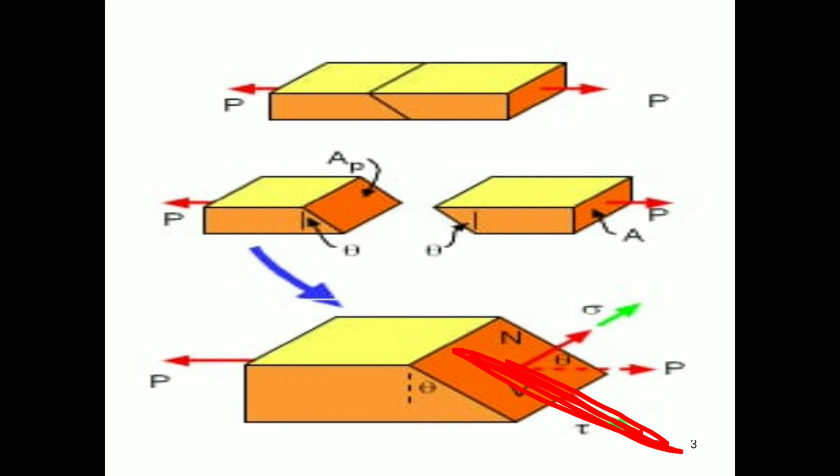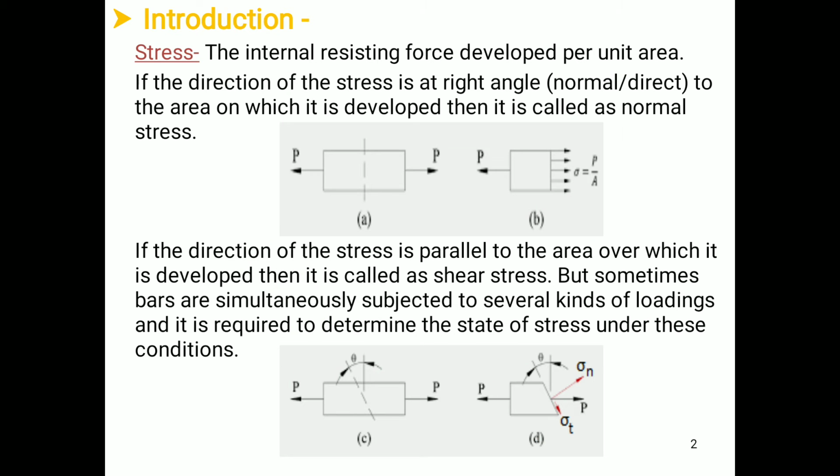Remember that in this particular case we have denoted shear stress by the letter tau, but in the entire unit we are going to denote it by the letter sigma t. Normal stress by the letter sigma n and the shear stress will be the letter sigma t for the oblique plane.